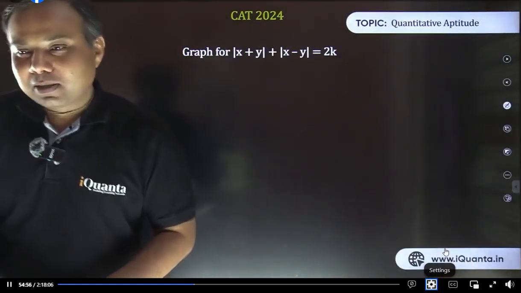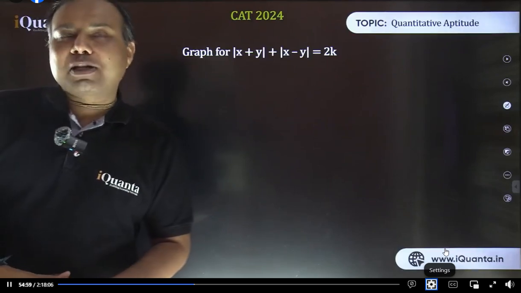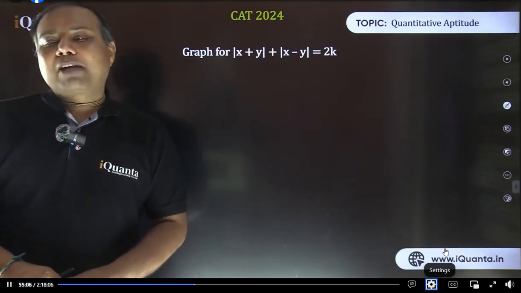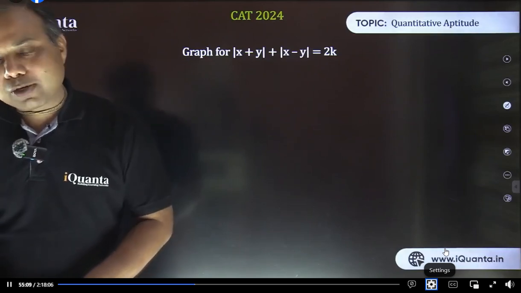हाँ, that's a good question, Raghavendra. Raghavendra is asking अगर x और y का coefficient हो तो फिर क्या होगा? So then it will not remain a square. It will become a rhombus. Raghavendra, you can draw the diagram and then you can find out.